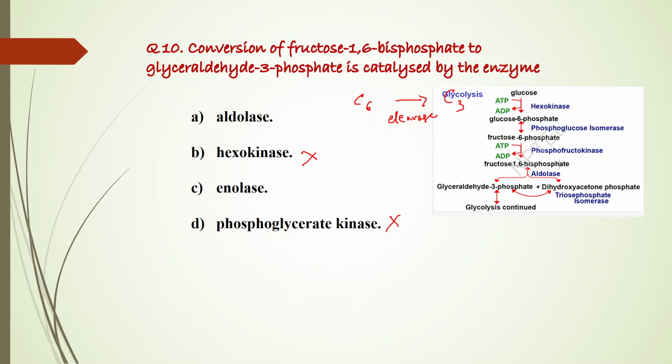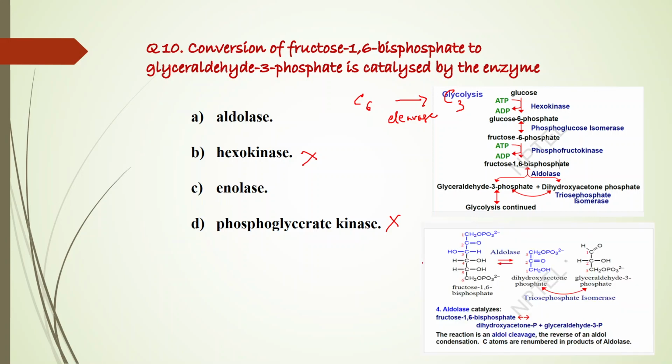Now what needs to happen? If you see the structure, this is the structure for fructose 1,6-bisphosphate. Now you need to cleave it in this position. Why? Because ultimately we are going to form pyruvate. So we need reduction in the number of carbon atoms. That means some kind of breaking of bond is required. And which enzyme is coming to take place in this? It's nothing but your aldolase.